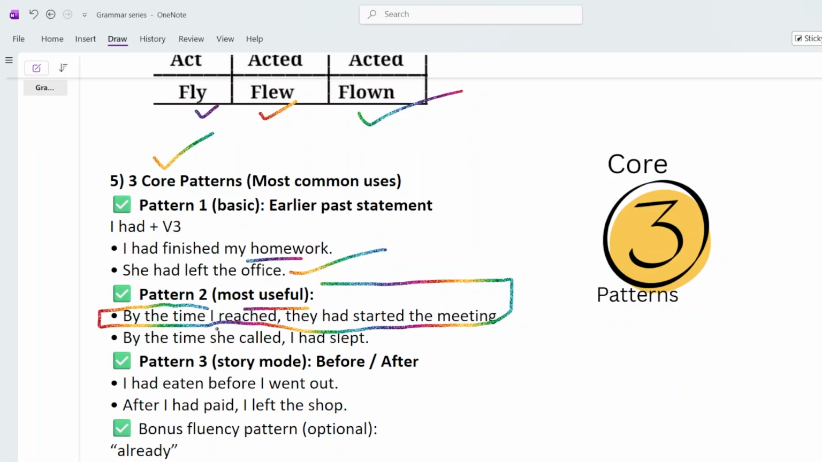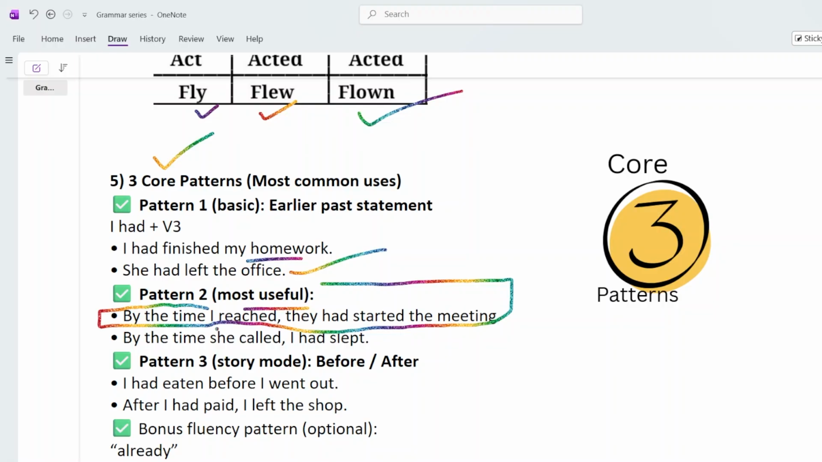That's it. Pattern 2 can also be used by fluent speakers, or by people who are at an intermediate level as well. So look at the sentence, "by the time." You can use this particular phrase: by the time I reached, they had started the meeting.